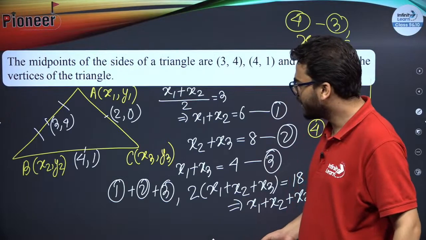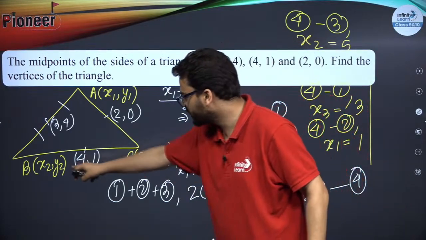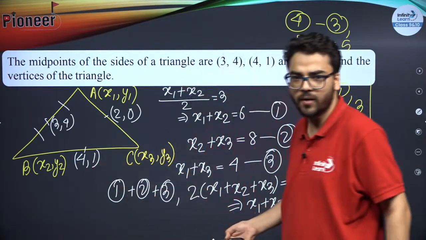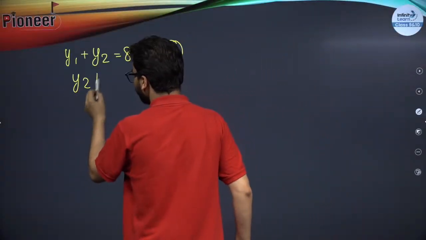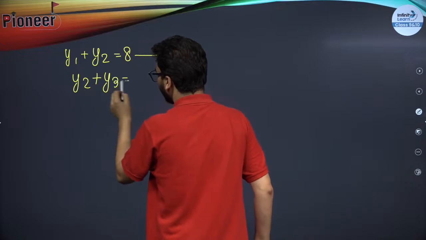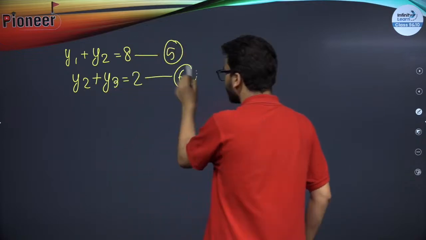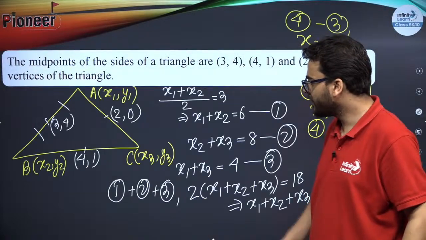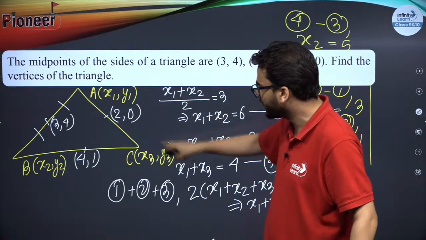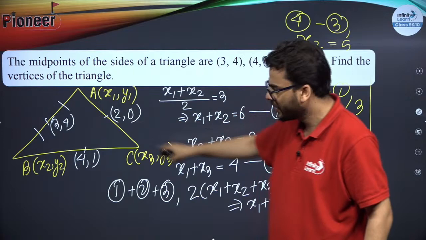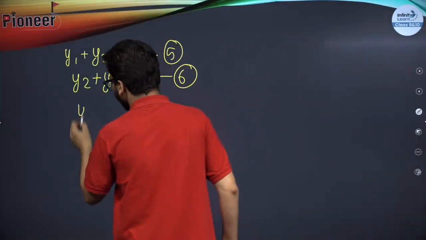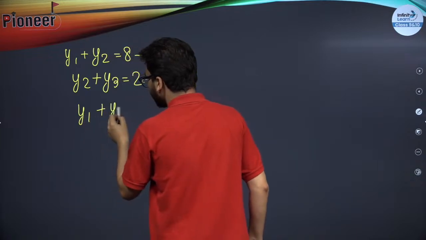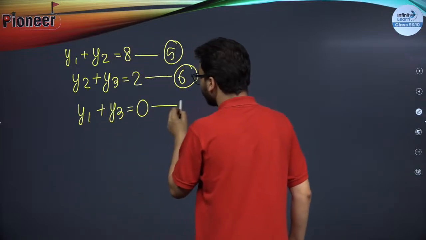In the same manner we can say y2 plus y3 is 1 into 2, that is 2. y2 plus y3 is 2 over here, correct? And this is the 6th equation. In the same manner we can say that y1 plus y3 is 0 into 2, that is 0 only. So let's write that over here. y1 plus y3 is equal to 0. So this is the 7th equation.